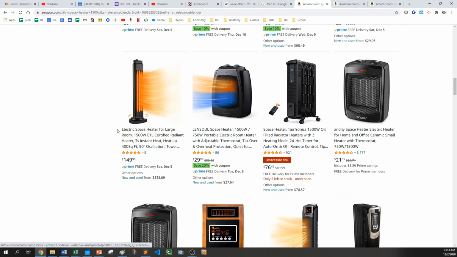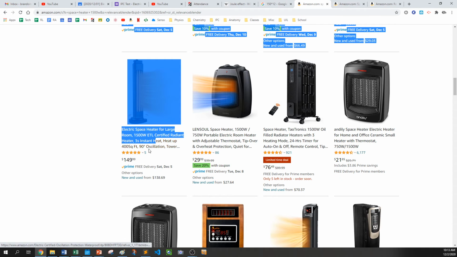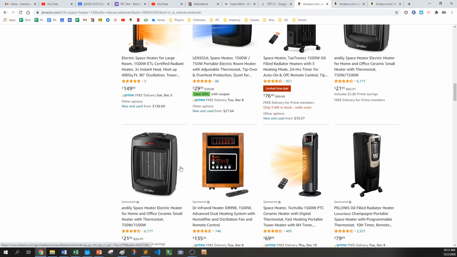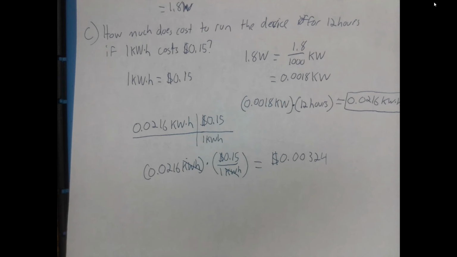This one right here is for a large room. It's advertised at $150. This is designed for a large room, no different than this $20 one. Produces the exact same amount of heat. It can't create more energy than it's able to use.